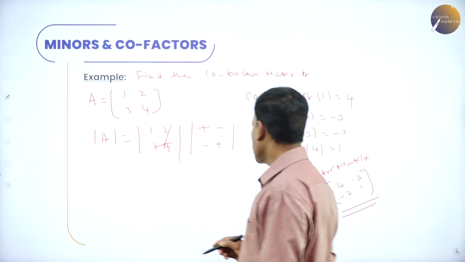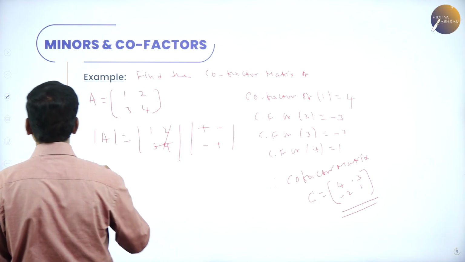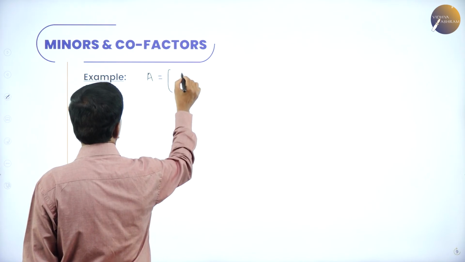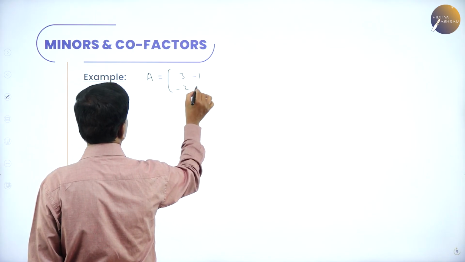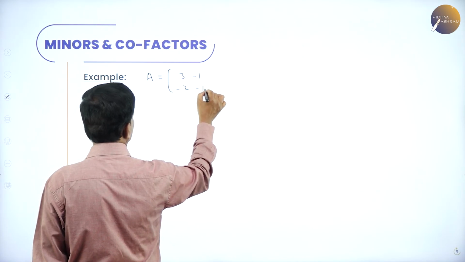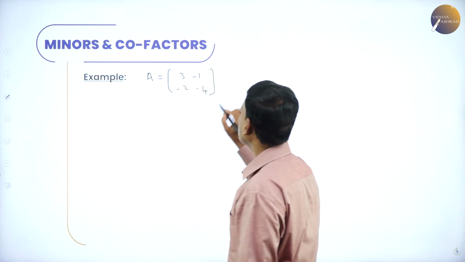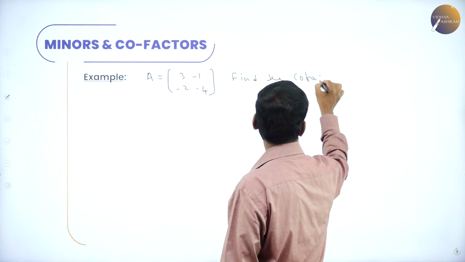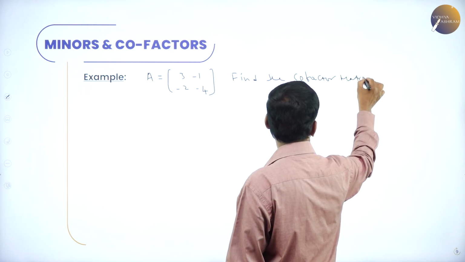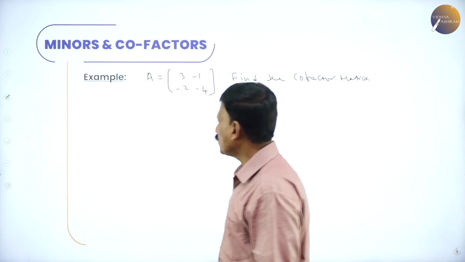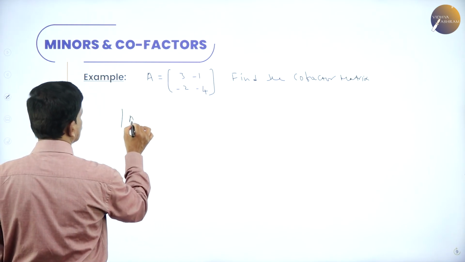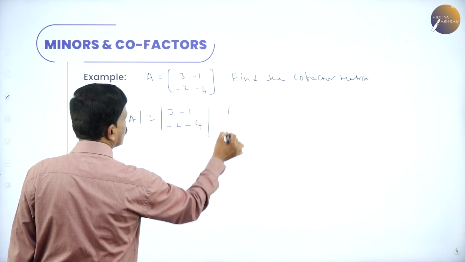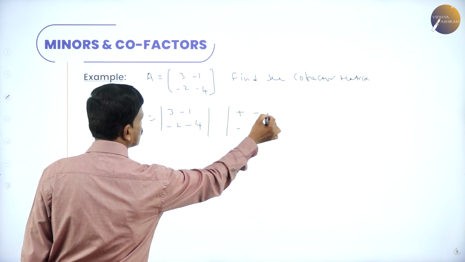Now, let us take one more problem. Let us find the cofactor matrix if A is equal to 3, minus 1, minus 2, minus 4. Find its cofactor matrix. Now write down the determinant of this. Determinant is 3, minus 1, minus 2, minus 4. What are the signs? Plus, minus, minus and plus.